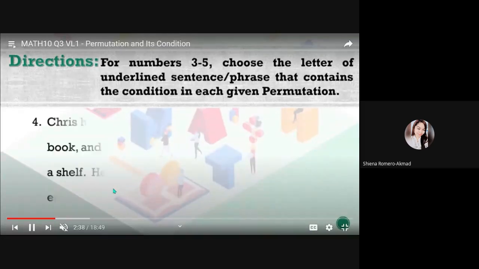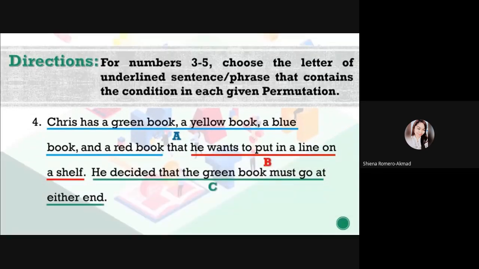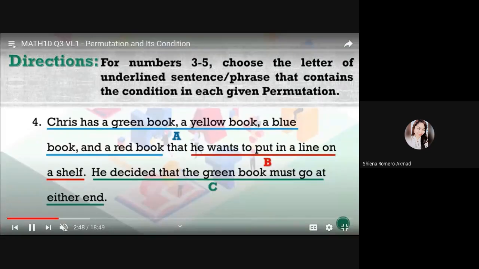Okay. How about for number 4? Number 4, the situation is Chris has a green book, a yellow book, a blue book, and a red book that he wants to put in a line on a shelf. He decided that the green book must go at either end. So which of the two or three is the phrase or sentence that contains the condition?